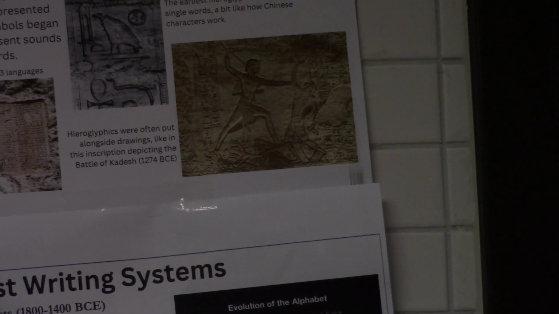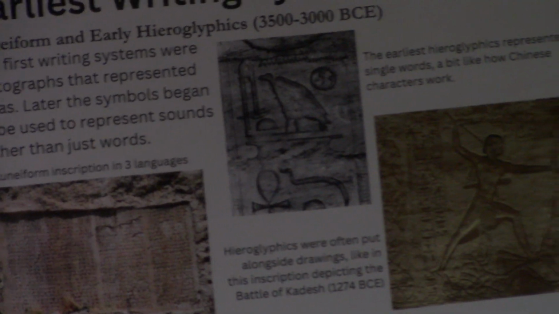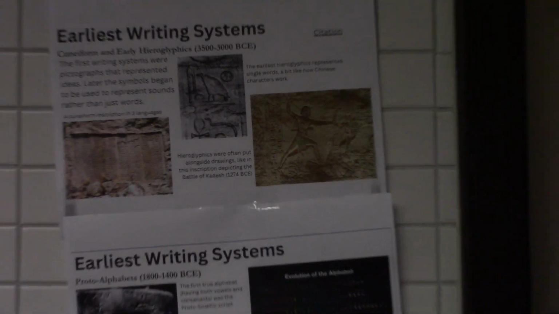At the beginning, the earliest writing systems represented ideas, not sound. So this ankh symbol here means life, a snake might mean death, and so on. But a major development occurred when writing systems began to be used as alphabets, so they represented sound.